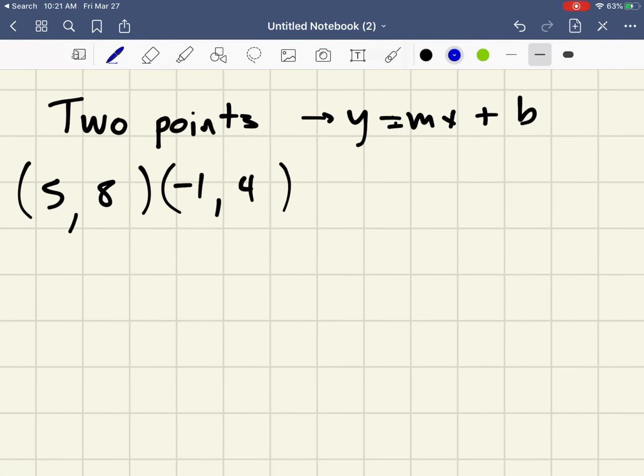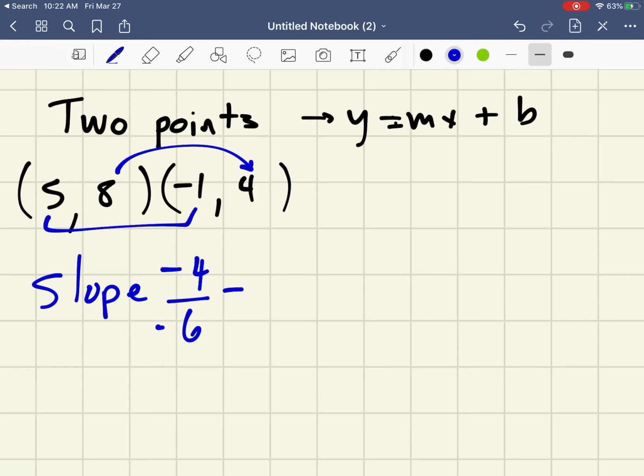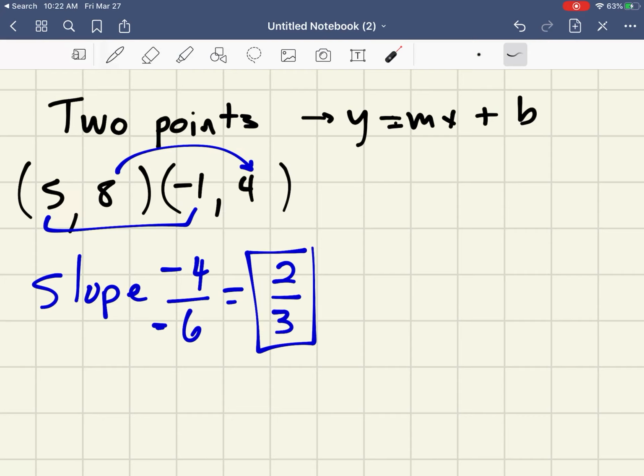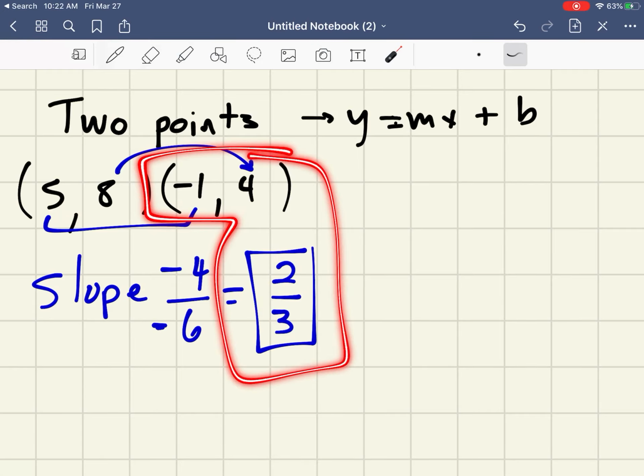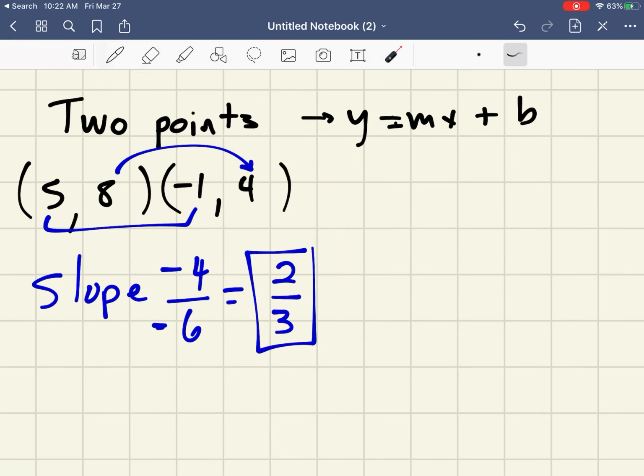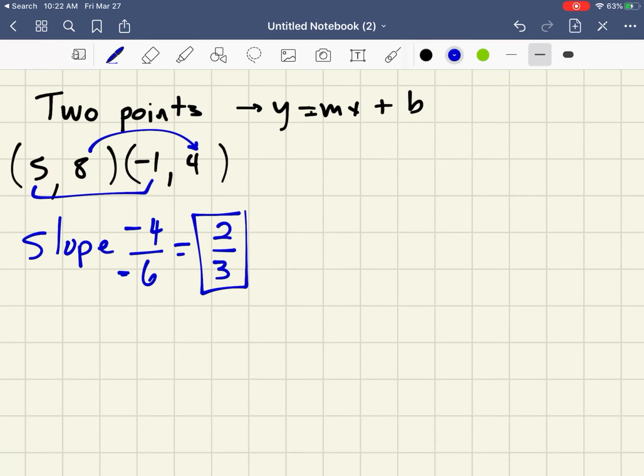So here we have 2 points. We have 5, 8 and negative 1, 4. So we're going to find the slope first. That's down 4, down 6, so the slope of this line is 2/3. Now, if you were already given the slope and either 1 point or 2 points, you just pick one of the points and you have a similar situation.